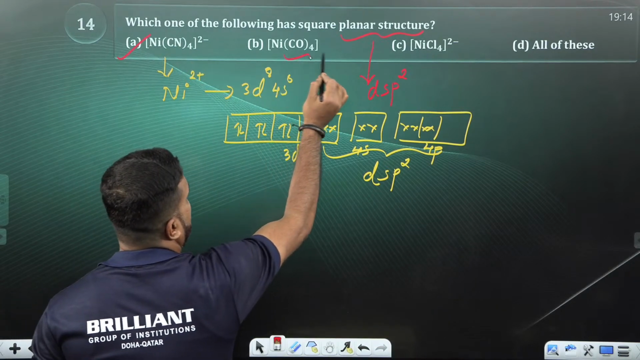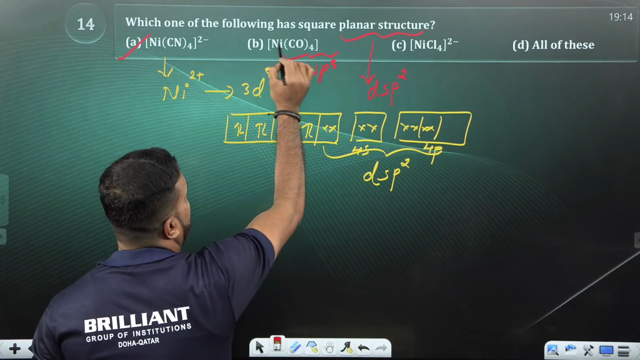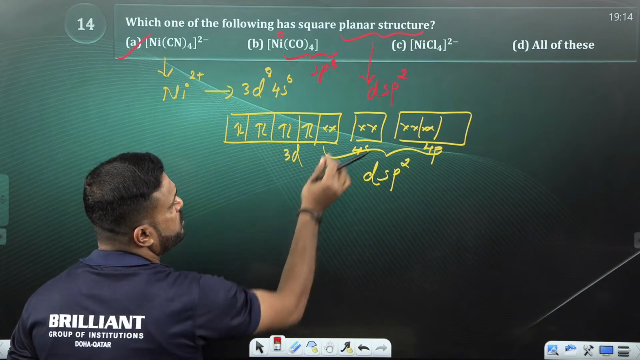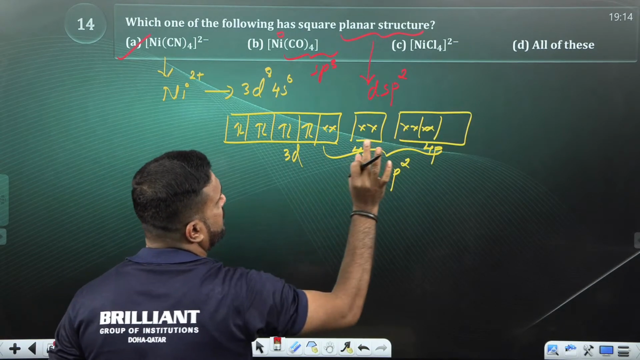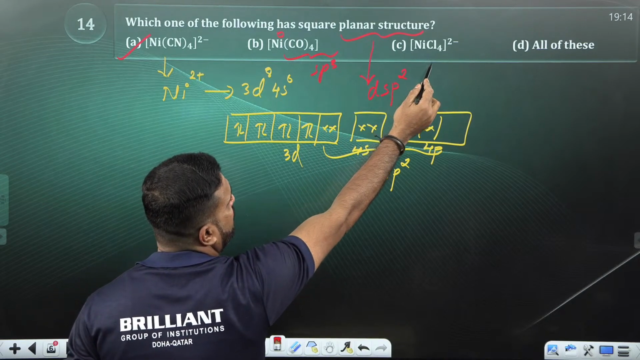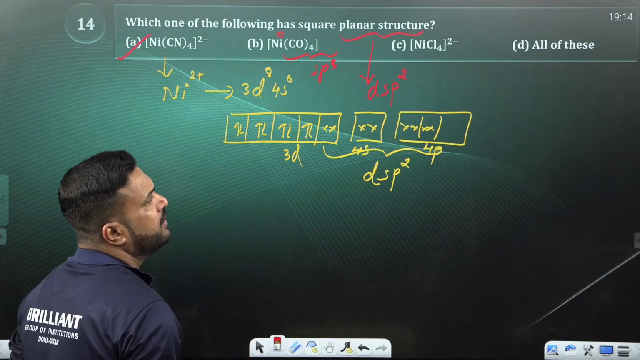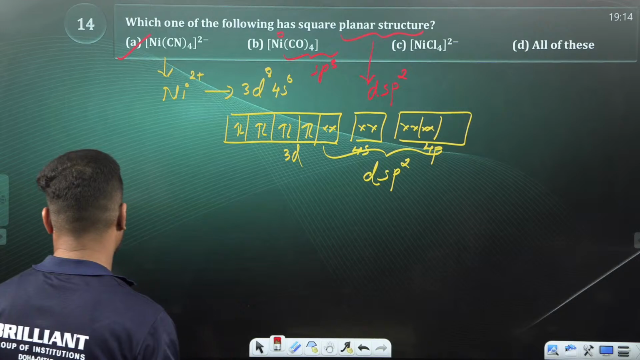Okay, here what is the hybridization? Here it will be sp3 because Ni is in zero oxidation state. Zero oxidation state means the two electrons from s will come over here, then sp3. Hope you understood. And this one, there is no pairing up, again sp3. Okay, so hope you understood.